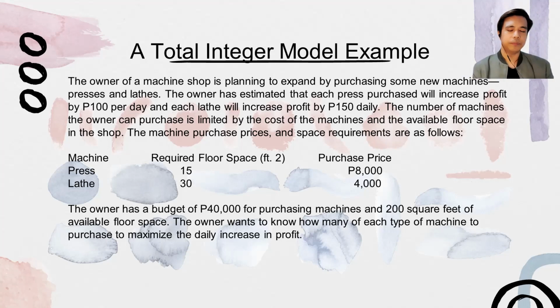The owner has a budget of 40,000 pesos for purchasing machines and 200 square feet of available floor space. The owner wants to know how many of each type of machine to purchase to maximize the daily increase in profit. Again, this is a classic example of decision making, especially for us as management accountants. We are dealing with a situation where we have a budget, and because of the constraints, we have to identify the perfect mix to maximize our profit on a daily basis. So let's take this as an example, and let me share my screen. Let's go to the Excel file.